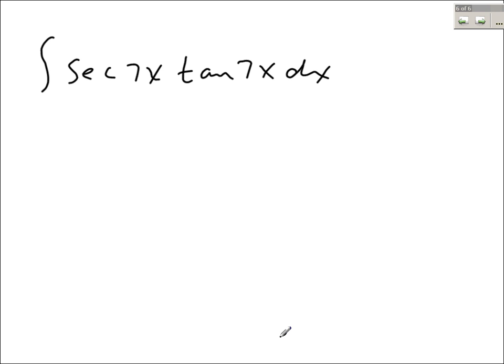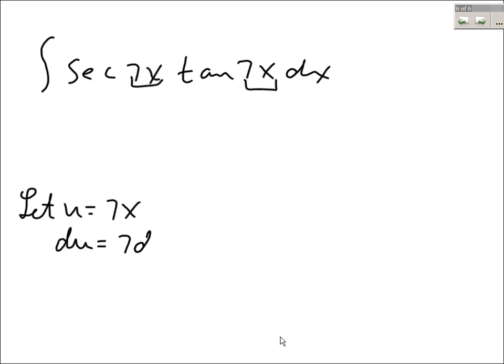Let's try another one. Suppose you have the integral of secant of 7x times the tangent of 7x dx. Unless the angle is just u or v or x or y, call it u. Let u equal 7x. And then du will be 7 dx. Well, I have the dx. I sneak in a times 7, then I have du. The 1 over 7 stays.